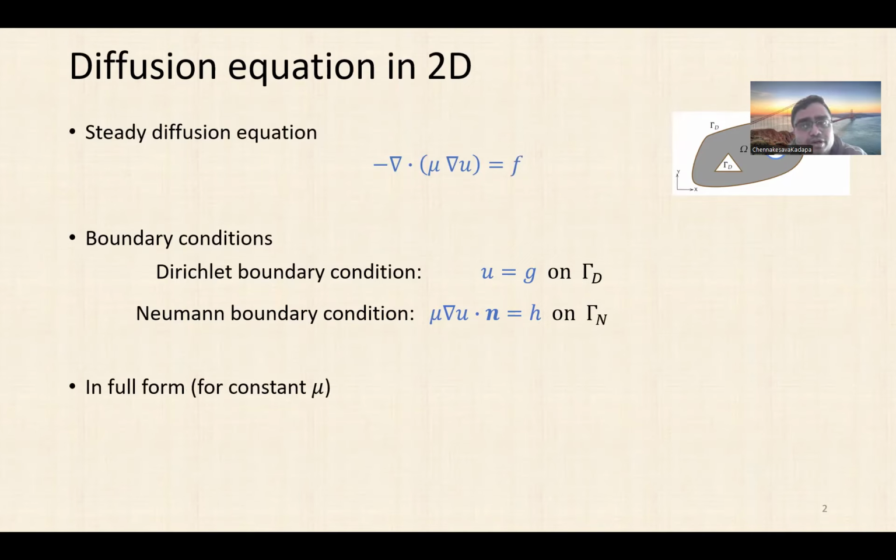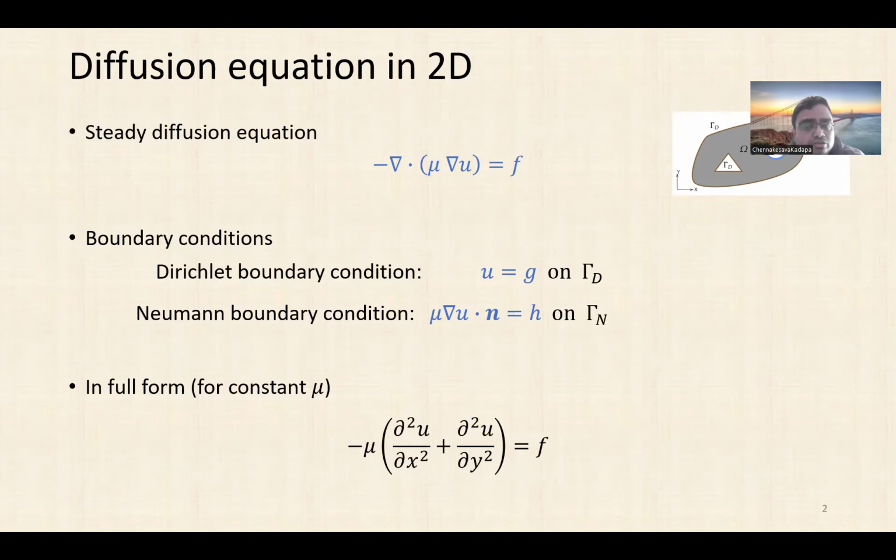Okay, so in full form, by expanding this nabla, that is the derivatives, we can write the equation in this form. This is a second order partial differential equation, and here we are assuming that the diffusion coefficient mu is a constant. That is why it is outside the derivatives. So you should be familiar with this equation.